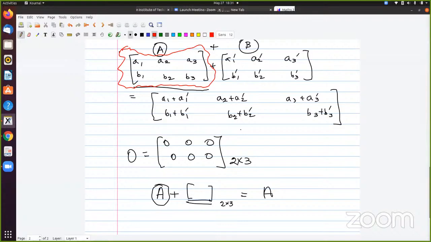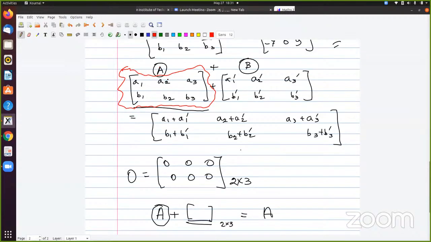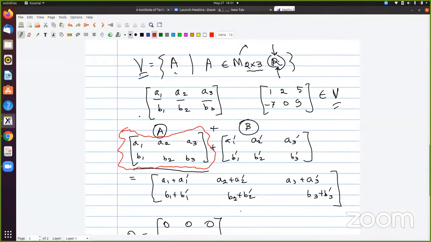This is the additive identity, but you better not use the word identity because then you will confuse it with the identity matrix. That is a different thing. So better to use 0 matrix. So 0 matrix of order n cross n. Here it is 2 cross 3. This is the 0 vector in this vector space. So remember, in this vector space, every element is a matrix.